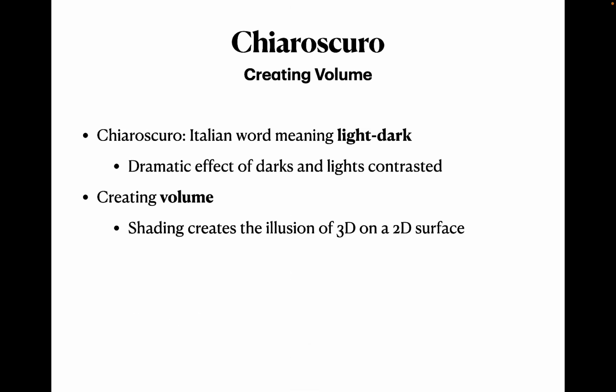Okay, so chiaroscuro. This is an Italian word meaning light and dark. It's a very common art term, one you definitely need to learn when you take an art class. It's really used for drama. The effects of the darks and lights are contrasted, so it's creating this intensity. It's also used to create volume. Volume is basically making something look three-dimensional on a two-dimensional surface.